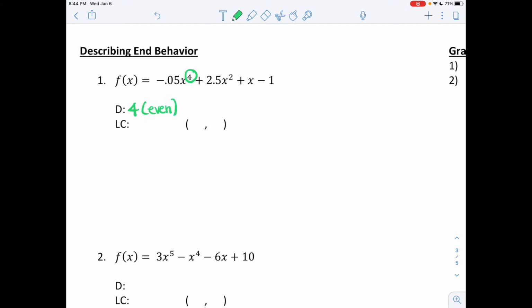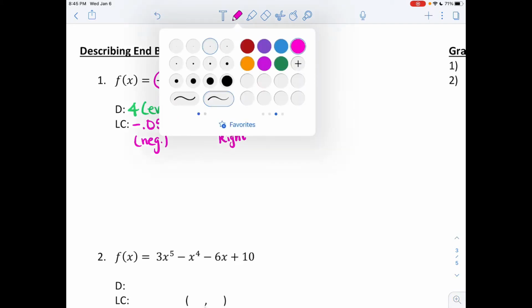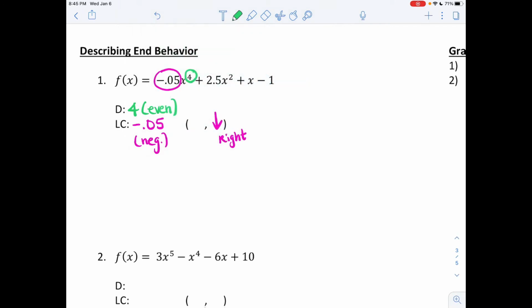But we don't know if it's even with arrows pointing up or down until we look at our leading coefficient. So our leading coefficient is this negative 0.05. So a negative 0.05 is a negative number. So remember, if it's negative, that defines that on the right-hand side, we are going down. So down on the right. Our degree being even means that they are going the same direction, so we're also going down on the left.